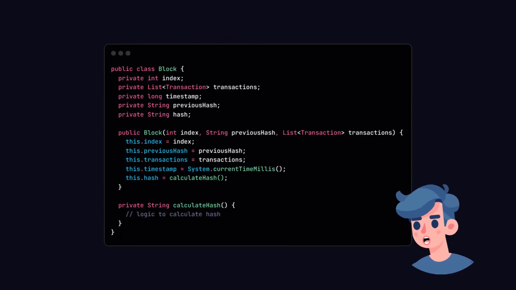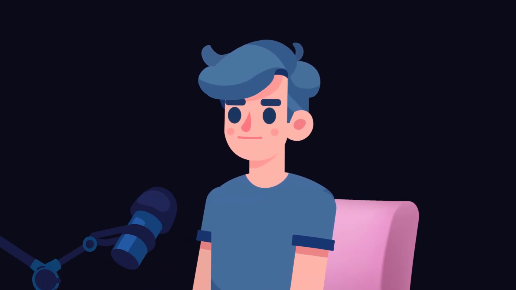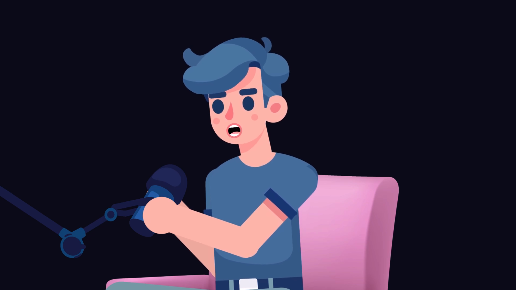Next, let's create our block class. Each block will have an index, a list of transactions, a timestamp, a hash of the previous block, and its own hash. Within our block class, we store the crucial data elements mentioned. The calculate hash method will later contain logic to produce a unique hash for each block based on its contents.